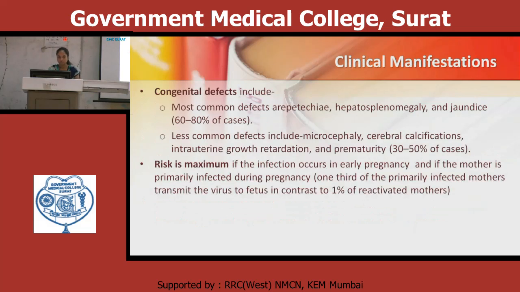Congenital defects: the most common are petechiae, hepatosplenomegaly and jaundice, in 60 to 80% of cases. Less common defects include microcephaly, cerebral calcification, intrauterine growth retardation and prematurity, in 30 to 50% of cases. Risk is maximum if the infection occurs in early pregnancy, and if the mother is primarily infected during pregnancy. One third of primarily infected mothers transmit virus to the fetus, in contrast to 1% of reactivated mothers.